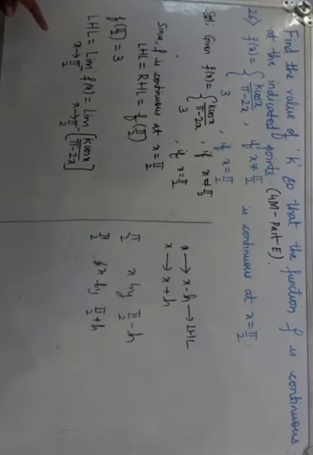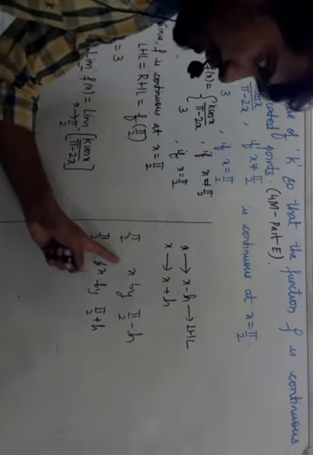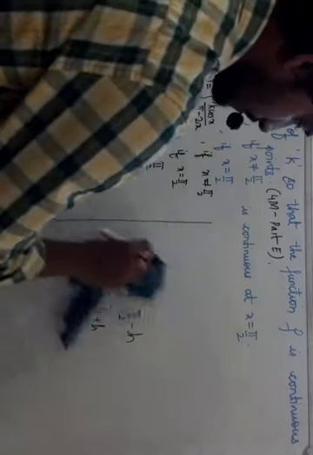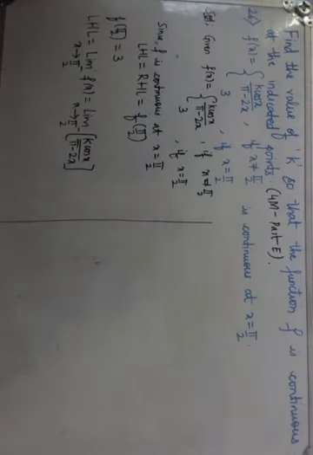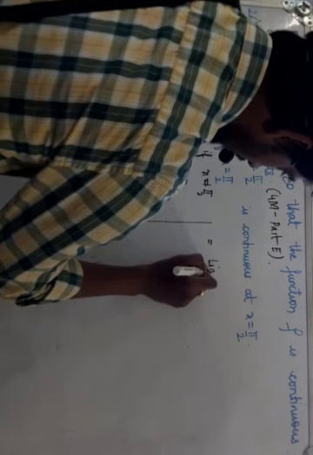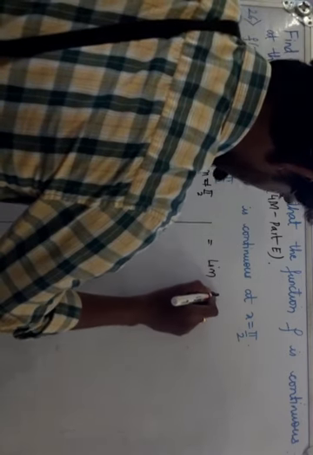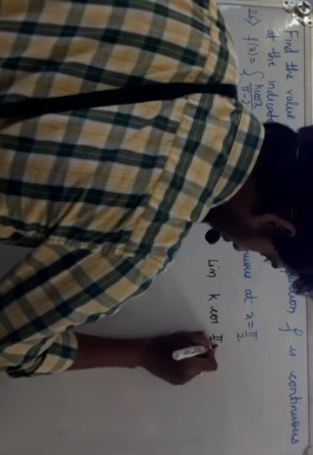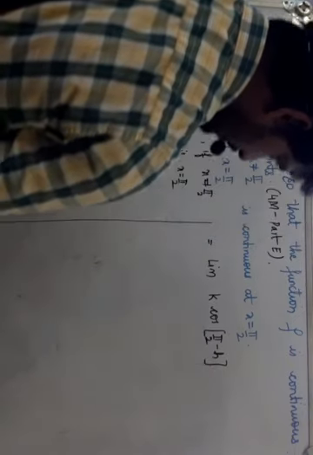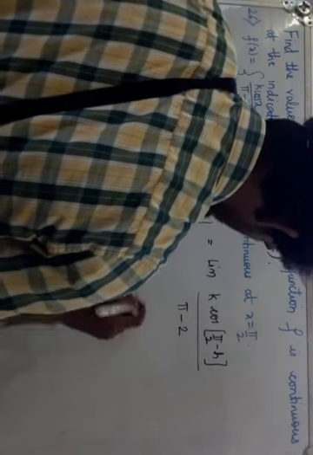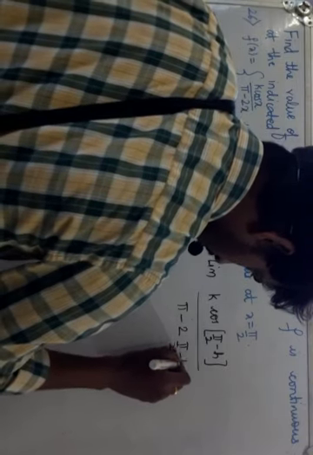So to calculate this LHL, I replace x by pi by 2 minus h. Let me show how. So this will be limit of k cos of pi by 2 minus h, whole divided by pi minus 2 into pi by 2 minus h.